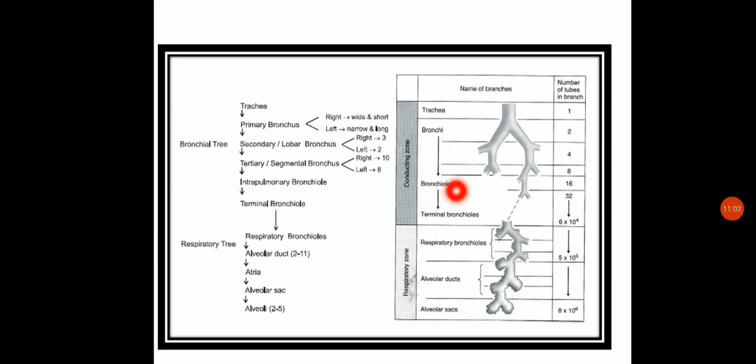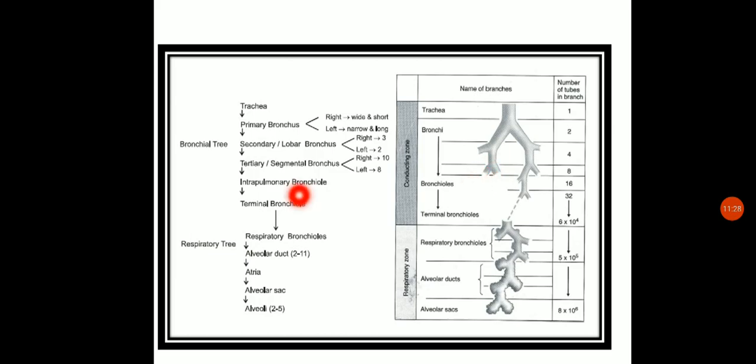Okay, so let us see again here. This is the bronchial tree and this is the respiratory tree. The bronchial tree is formed when the trachea divides into the primary bronchi, going right and left. The right one is wide and short, while the left one is narrow and long. The primary bronchus is further divided into the secondary bronchus, then the tertiary bronchus, then the intrapulmonary bronchiole, and the last one is the terminal bronchiole.